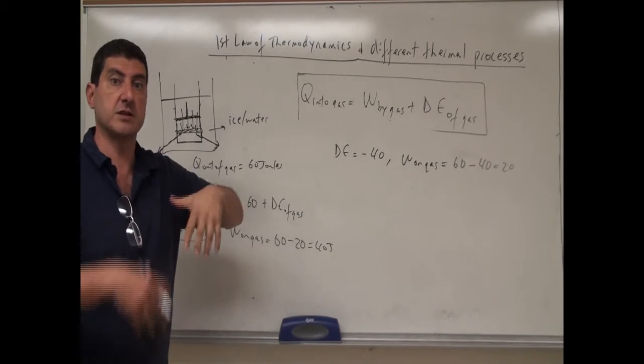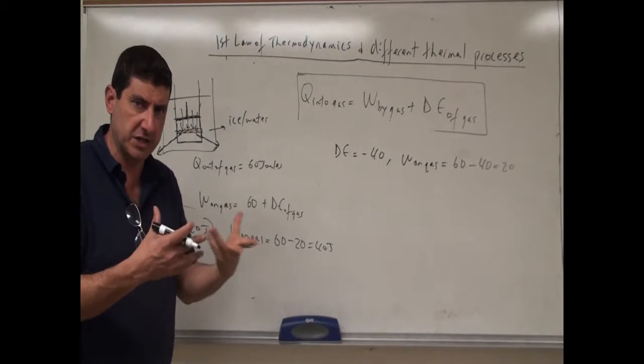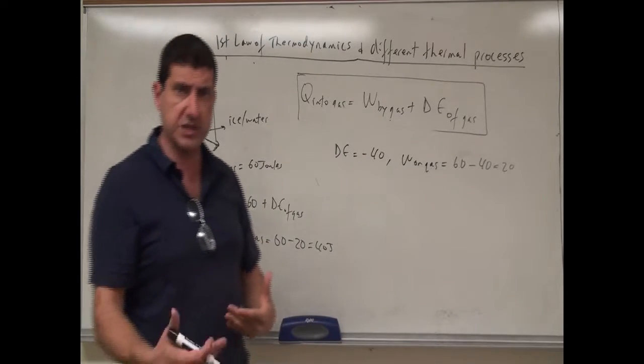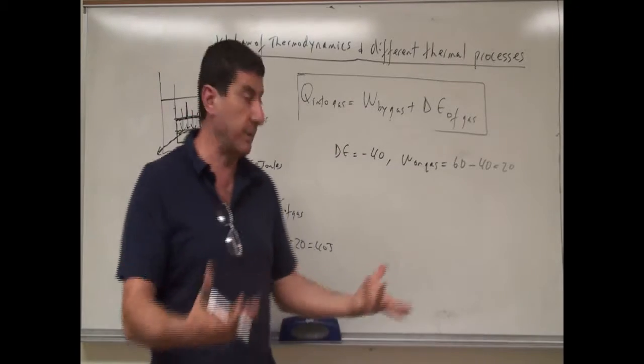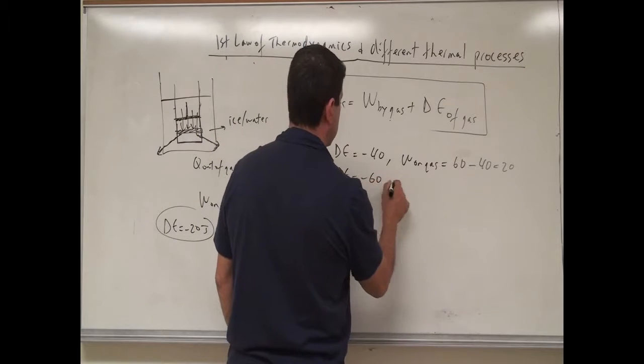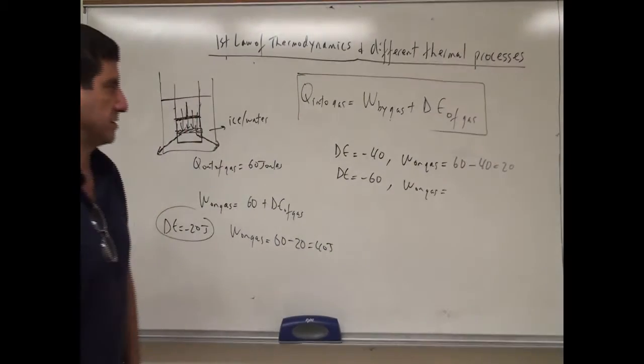So of course then the pressure of the gas is going to be changing. So it all depends on the circumstances of what's happening. Depends on what's happening to the pressure and the volume and the temperature, right? So then how about if the delta E of the gas is negative 60? Then the work on the gas is going to be what? 0.